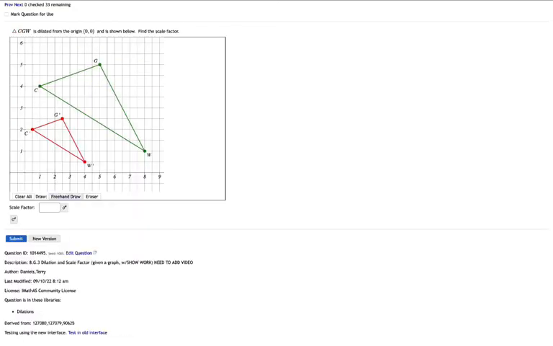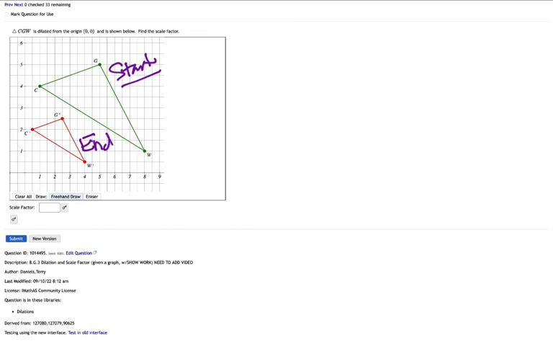In this problem, we have triangle CGW. It's dilated from the origin at (0, 0). And we also have the image of it after a dilation, C prime, G prime, W prime. The question is, what is the scale factor? The easiest way probably to do this, and there are lots of ways, but one way is to simply use the method of rise over run. And we always have to start here and end here.